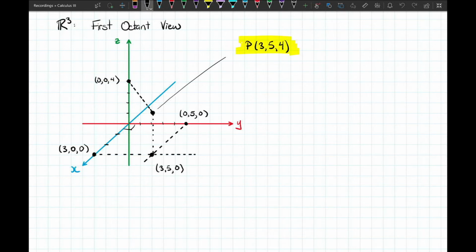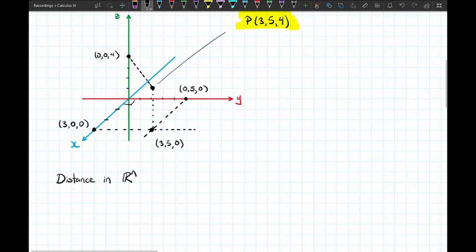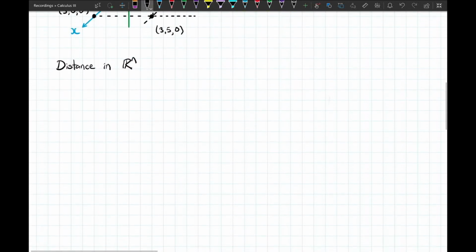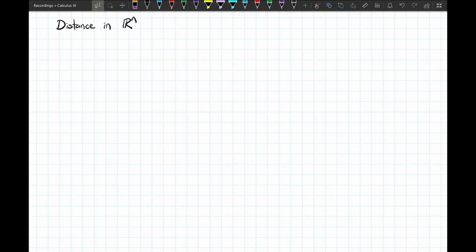Let's start off with distance. And not just distance in R3, but let's take a look at distance in n-dimensional space in general. And we can even start off with distance on the real number line in 1 dimension. Now, here is that real number line, or our 1-dimensional space. And I've got the point where x is equal to a and the point where x is equal to b.